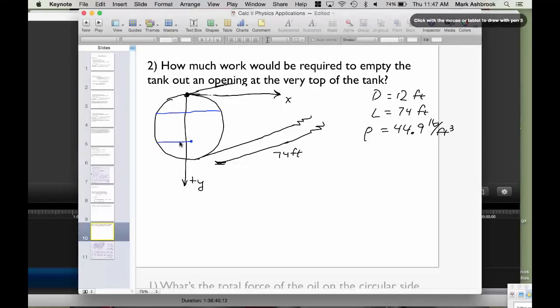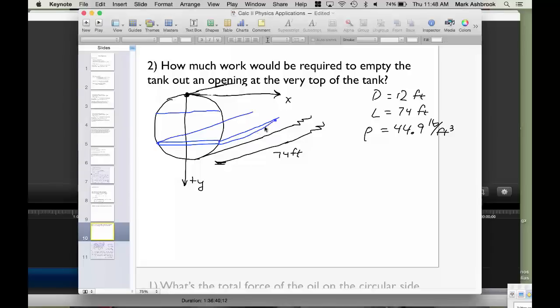All right, so let's take a typical strip here. But it's actually not a typical strip. What is it? It's a typical layer of oil. So now this 74 feet comes into it. And so we have this layer of oil, and we've got to move it a distance of y. So if we set that up here, it's going to look like that. That's going to be a typical layer, and so we need to find dW.